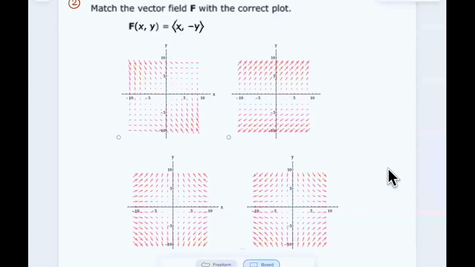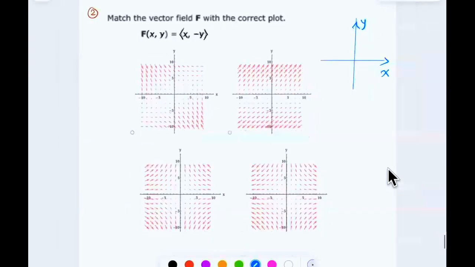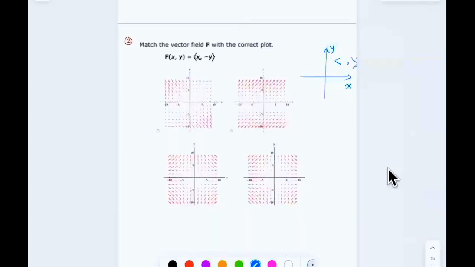So it depends on the quadrant, right? So, okay, let me draw this. So we have X and Y. Look at the first quadrant, right? If you look at the first quadrant, the X is positive, right? So look at the vector. X is positive, so you will have positive for this first component, right? And Y is positive, so you have negative for the second component, right? Okay. Because X and Y are both positive, X component here will be positive, and Y component will be negative on this, right?